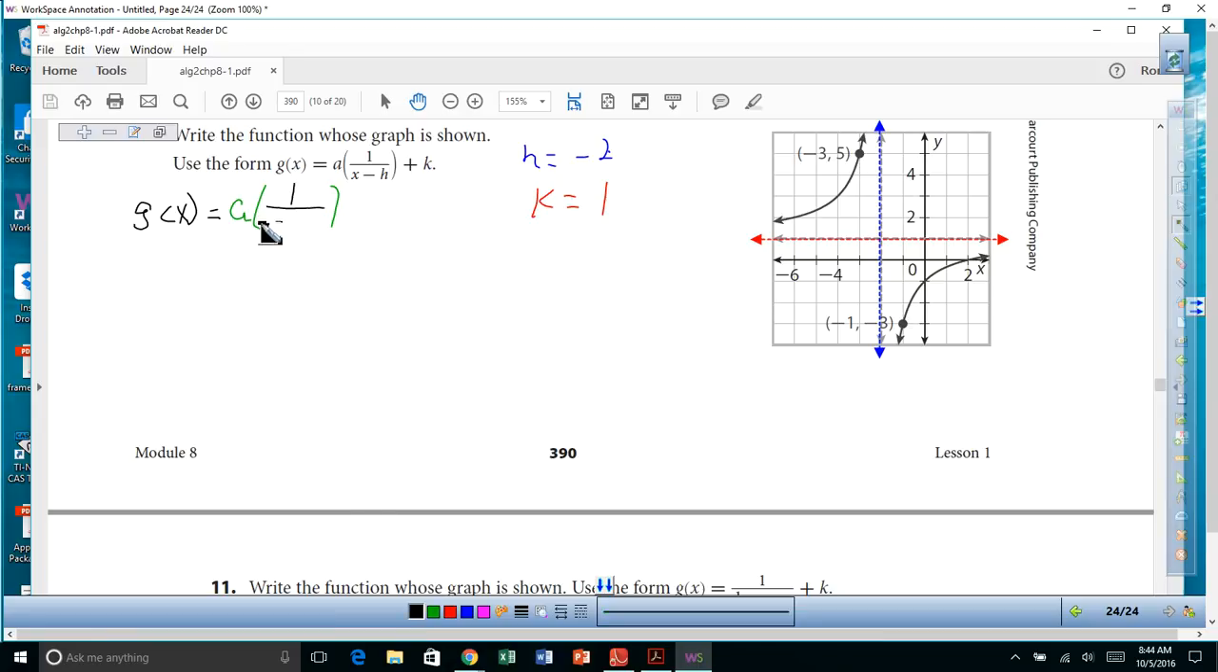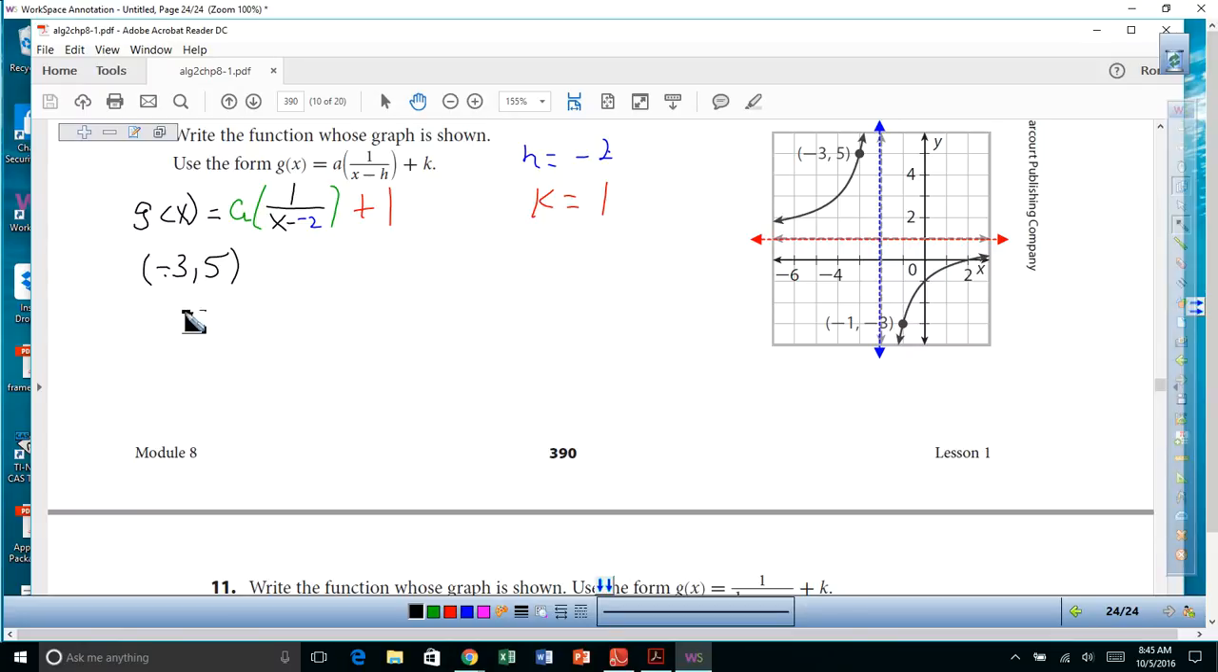We've got 1 over x minus -2, and plus 1. So we're going to be looking for this right here. It gives us a couple of points, -3, 5 and -1, -3. We'll use the -3, 5. Okay, it doesn't matter. We'll use this one here.